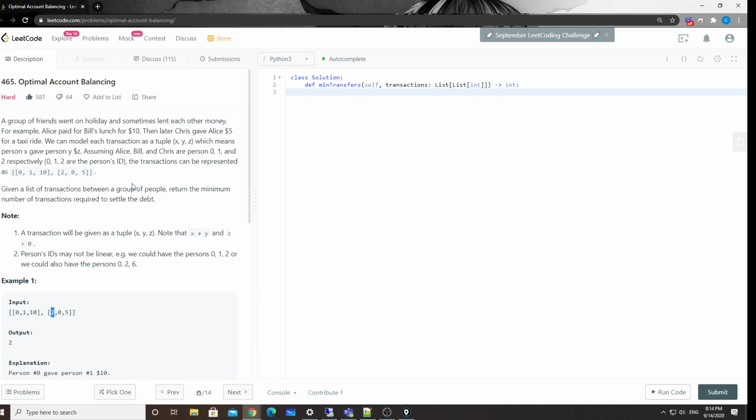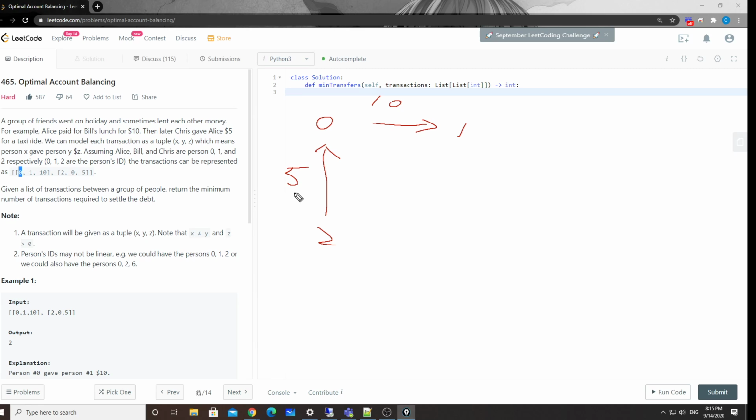It's a very interesting problem. At the beginning, I was thinking this seems like a graph problem, maybe a weighted graph problem. From 0 to 1, we have $10, and from 2 to 0, it's $5. But then the question becomes what's the meaning of every person being settled with the debt.